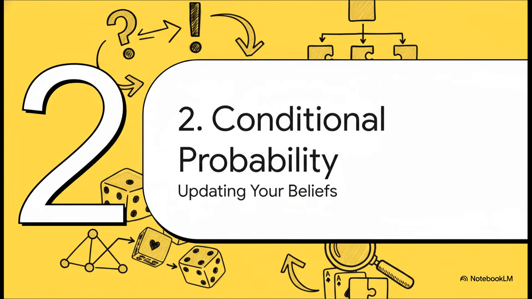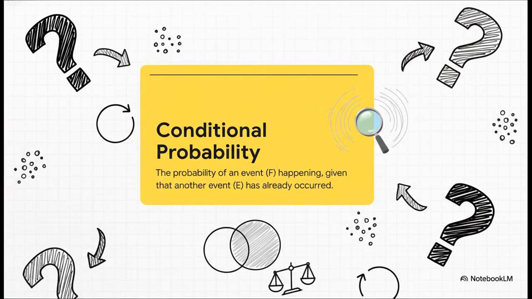So, let's grab our first tool. This is what you use when you get a new clue, when a new piece of information completely changes the odds. It's called conditional probability. In plain English, it just answers this question. Okay, now that I know this happened, what are the chances of that happening? It's all about reevaluating the odds once you've got some new intel to work with.